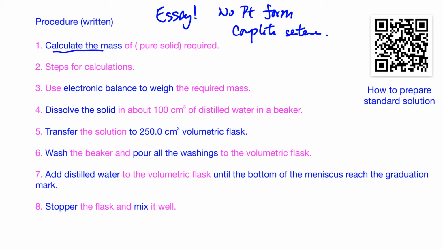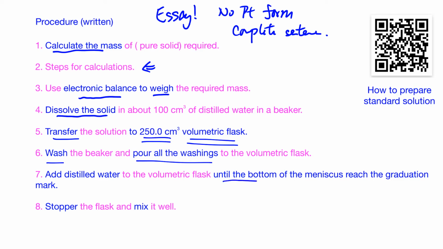So first of all, calculate the mass, and most of the time you have to show the steps. Then use an electronic balance to weigh, dissolve the solid, and transfer it to a 250 cm³ volumetric flask. Wash the beaker, pour in all the washing, and then add distilled water until the bottom of the meniscus reaches the graduation mark. This one has to be word by word, a very important statement. And finally, you stopper it and mix it well.